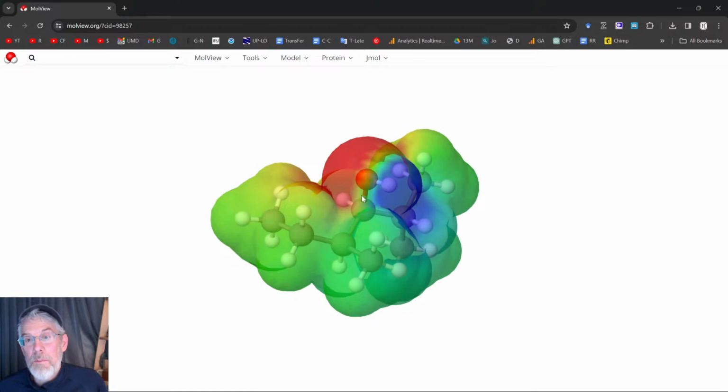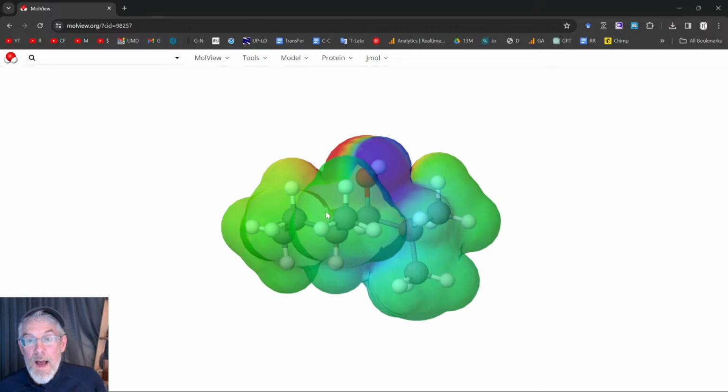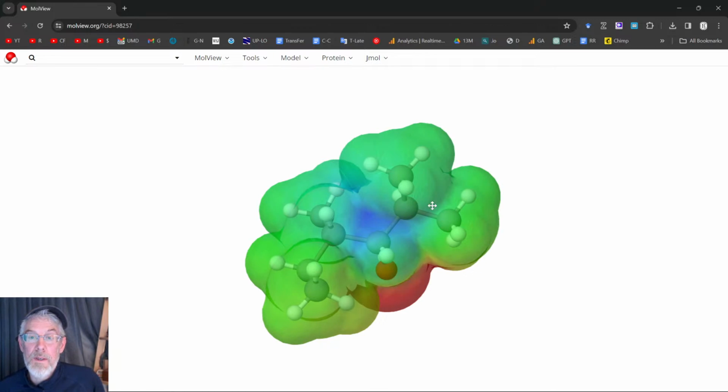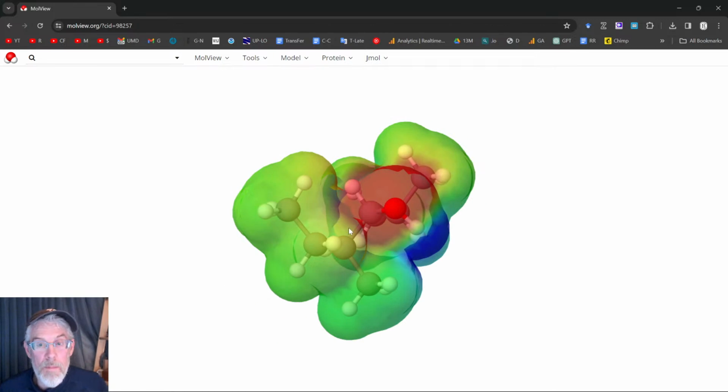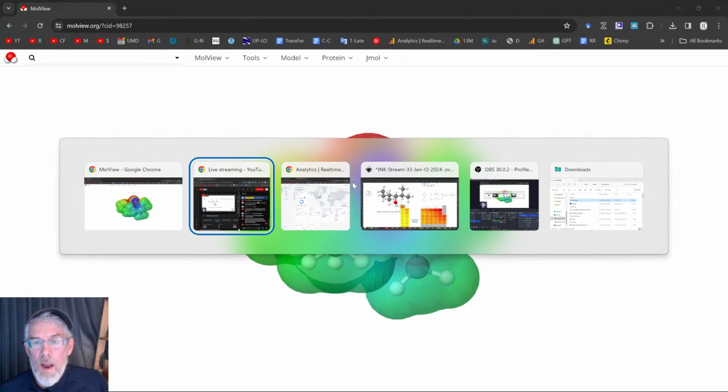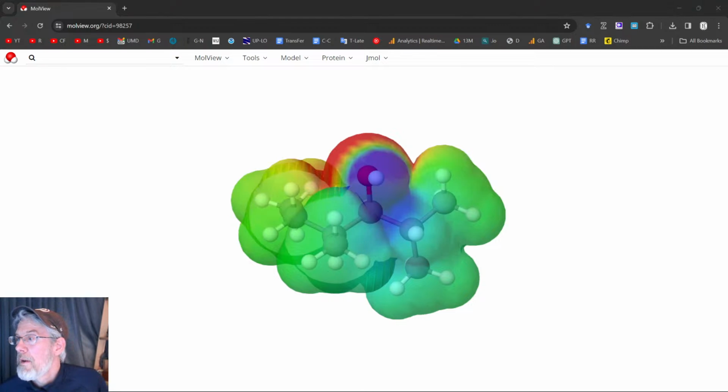All right. So definitely going to be a polar molecule here, but there's a lot of nonpolar aspect to this as well. All of this is nonpolar here. So that's our alcohol. We'll come back to this in a minute and look at what that means when we put this in water.